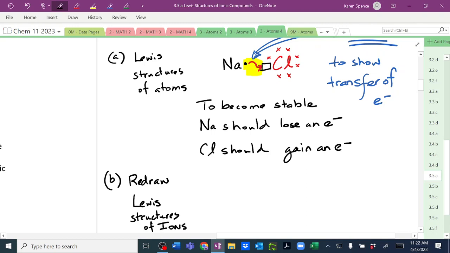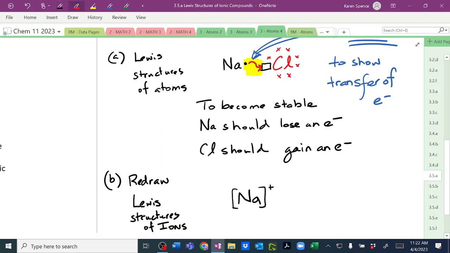Okay, so sodium has now lost its electrons, so the only thing that's left is Na. Right? This electron that's right up there, it's now gone, right? It's gone. Now what do we do when we turn it into an ion? We put brackets around it and we put its charge. So it's Na plus.